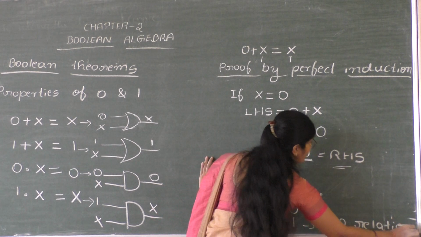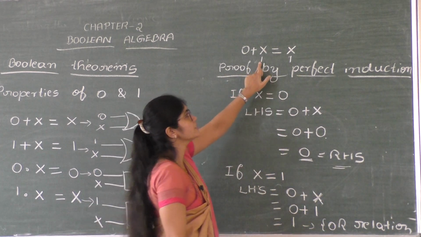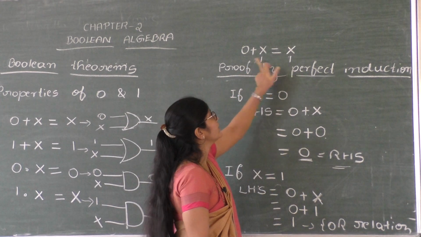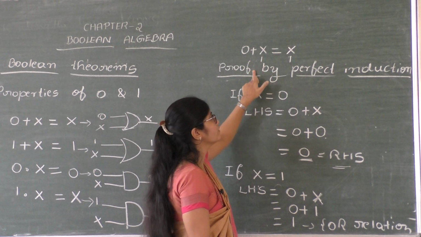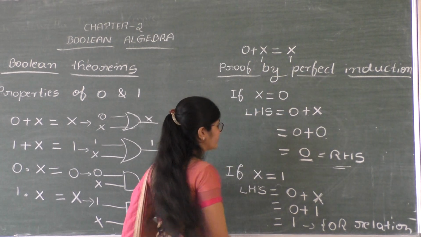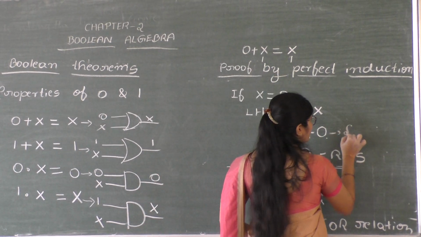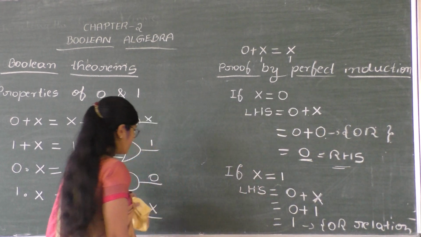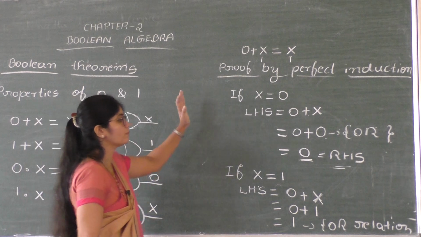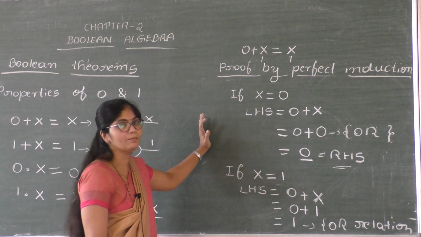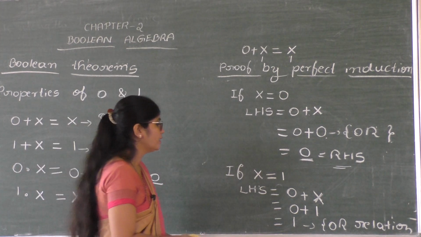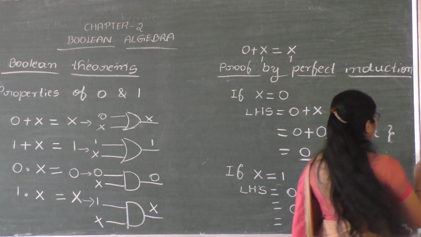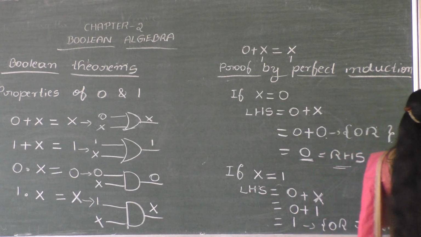That is equal to RHS, if x is substituted with 1. So 0 plus 1 is 1, and 1 is equal to 1. So here we have proved the first property using proof by perfect induction method. Let us prove the first property using truth table method.